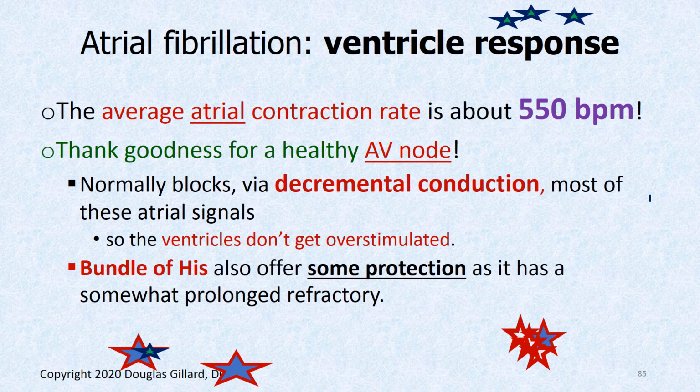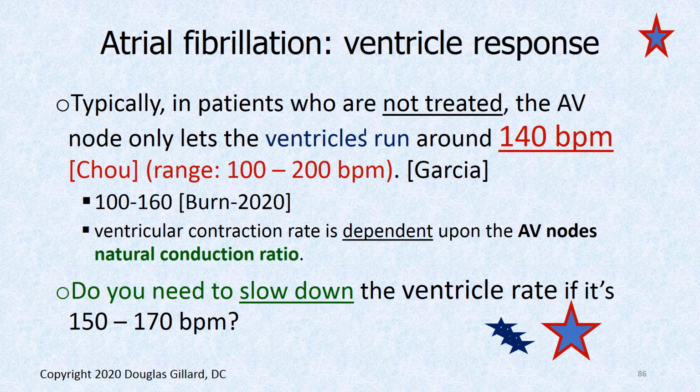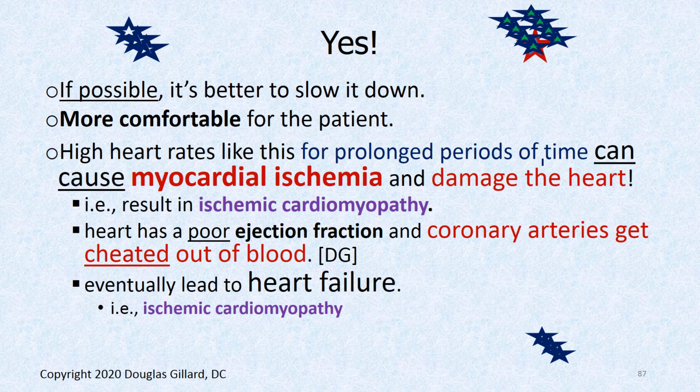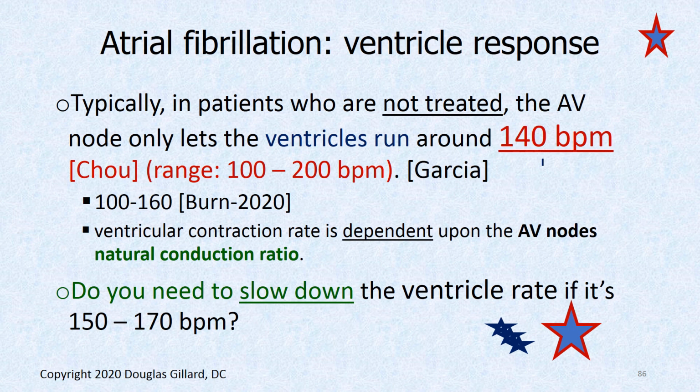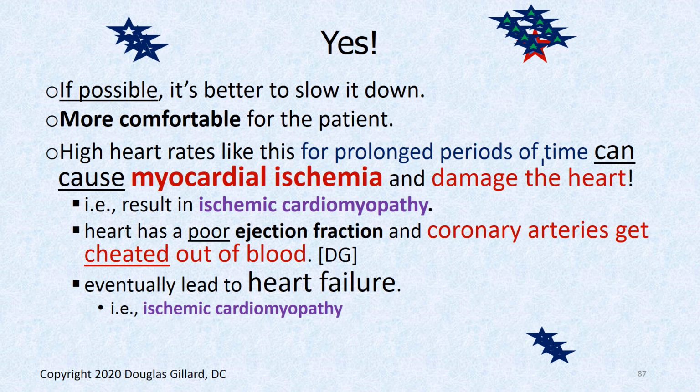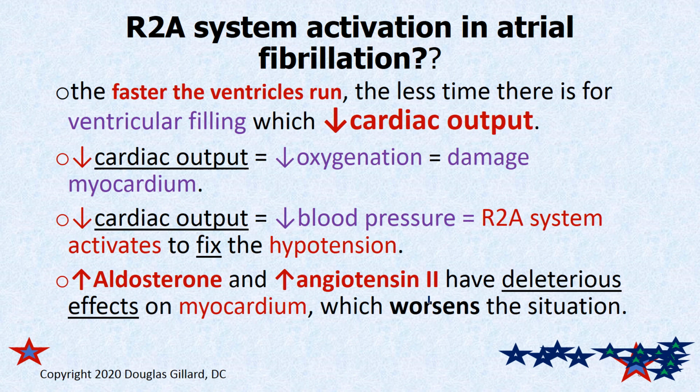Ventricular response: the average atrial contraction rate's about 150. We said that already. Thank goodness for the decremental conduction. It will slow down most of those things. Bundle of His can give a little protection as well. Ventricles usually run about 140 beats per minute, and you definitely want to slow down these ventricles. You want to break this tachycardia if you can, because it's more comfortable for the patient. And if it runs high, you can cause myocardial ischemia. You can damage the heart and get ischemic cardiomyopathy from this sort of thing. We kind of talked about that already.